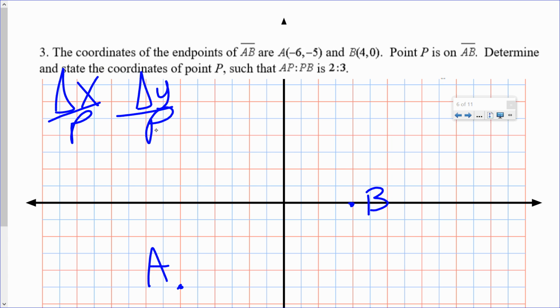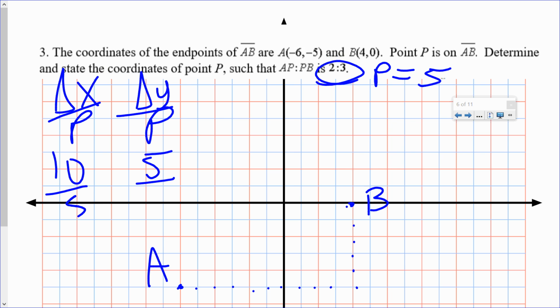All right. Delta x is 1, 2, 3, 4, 5, 6, 7, 8, 9, 10. Delta y is 1, 2, 3, 4, 5. P is the total number of partitions. Since it's in a ratio of 2 to 3, the P value would be 5. 10 over 5 is 2. 5 over 5 is 1.